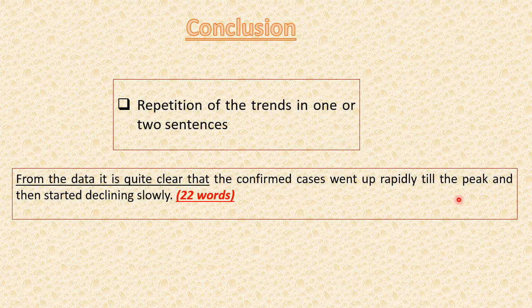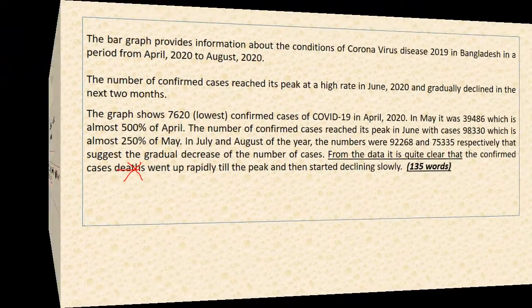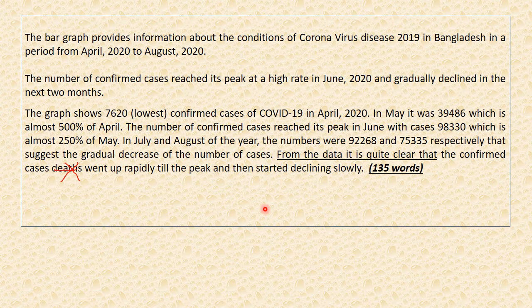So here I have just repeated the trends as we find in the overview, but of course using some different words and phrases. From the data, it is quite clear that the confirmed cases went up rapidly till the peak and then started declining slowly, and there are 22 words in the conclusion. So this is the complete answer.